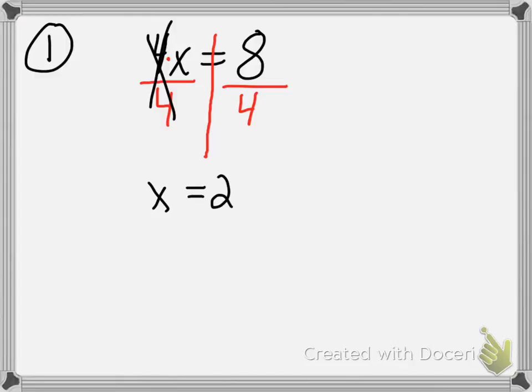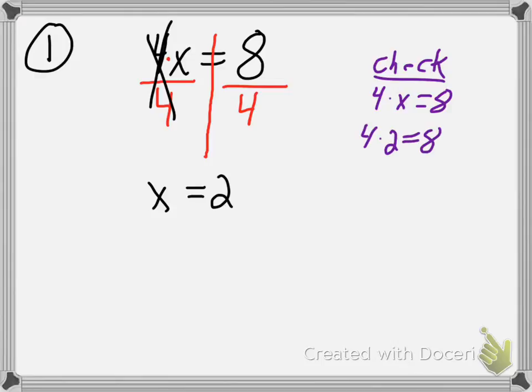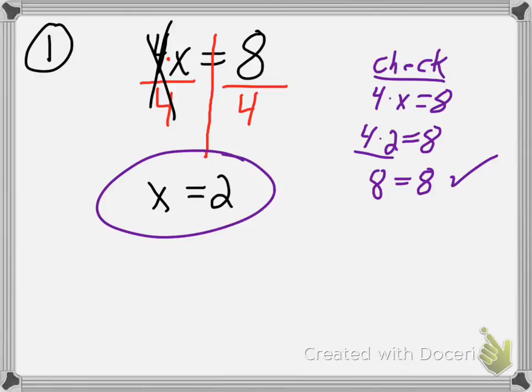Again, just like yesterday, we can go through and check this. With our check, our original equation was 4 times x equals 8. If we substitute in x is 2, we get 4 times 2 equals 8. Now we're actually going to work out the left side to make sure this is a true statement. 4 times 2 is 8. Does 8 equal 8? Yes, it's true. So I know that x does equal 2.